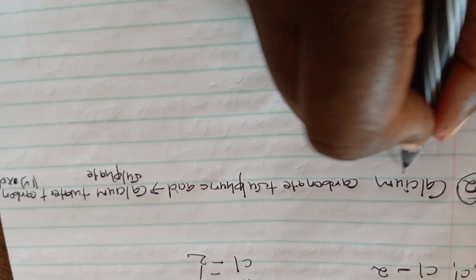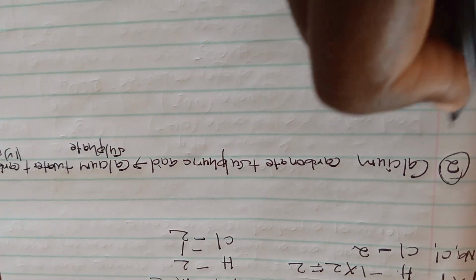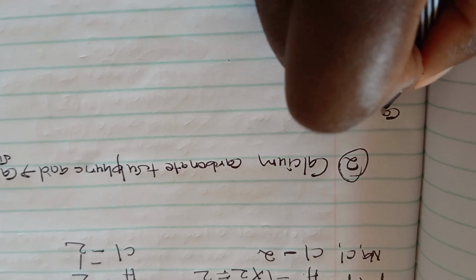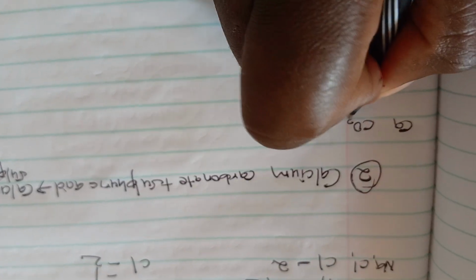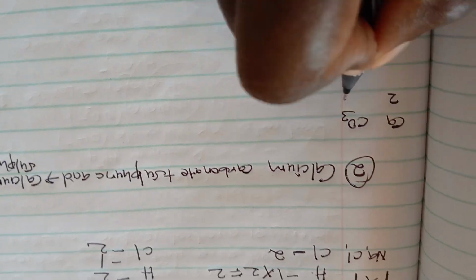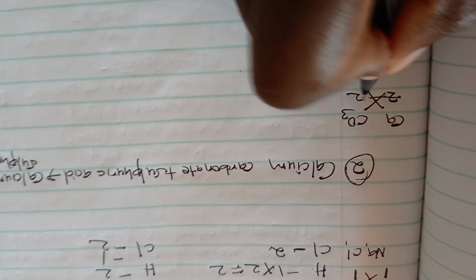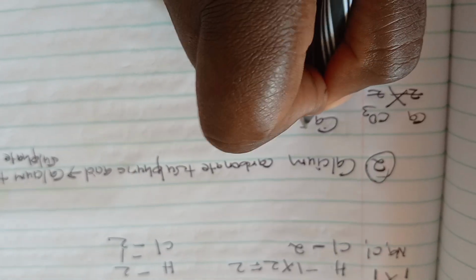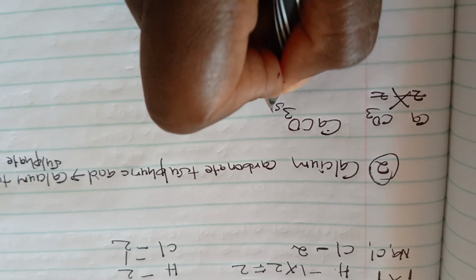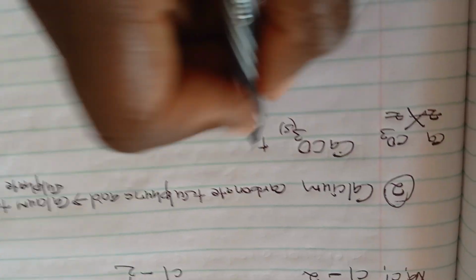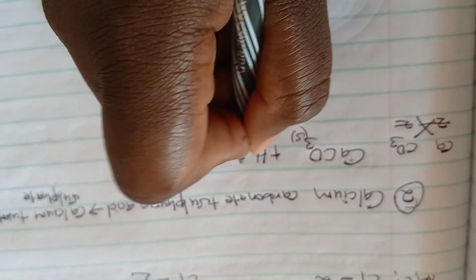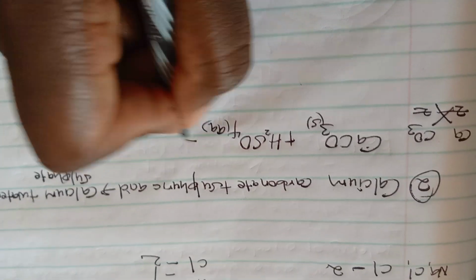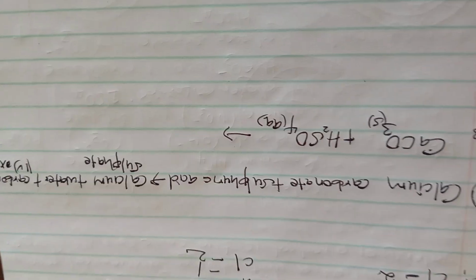So here you have calcium carbonate. You have to write the correct chemical formula. So you can write it somewhere here, calcium, and then carbonate is written as CO3. So calcium is valency 2, carbonate is valency 2. When they exchange, this one cancels out, so it remains the same. So it is calcium carbonate, it's a solid, plus sulfuric acid is written as H2SO4, it's aqueous.